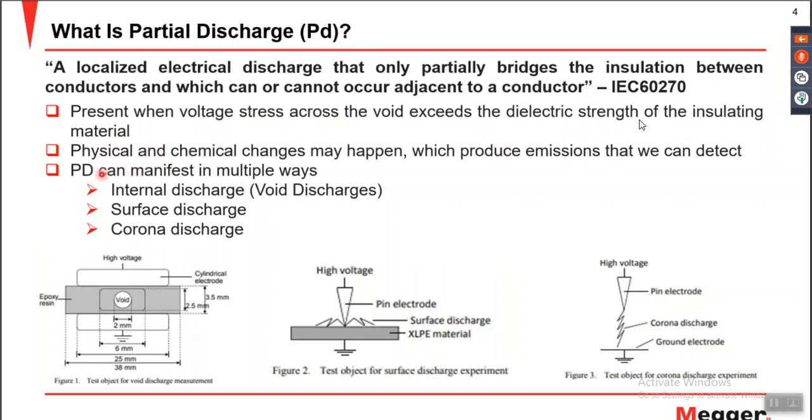And once it occurs, it can introduce some physical and chemical changes which produce emissions that can be detected by our measuring instruments. And if you want to describe partial discharge in different terminologies, there are three main discharges which can be identified, like internal discharge, which is like a void or a cavity. Then it can be a surface discharge because of any dust or some improper finishing of the insulation surface. And last but not least is the corona discharge, which is very common in a substation. So these are the multiple ways that it can be manifested.